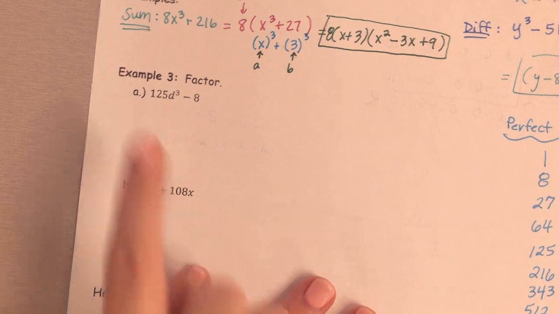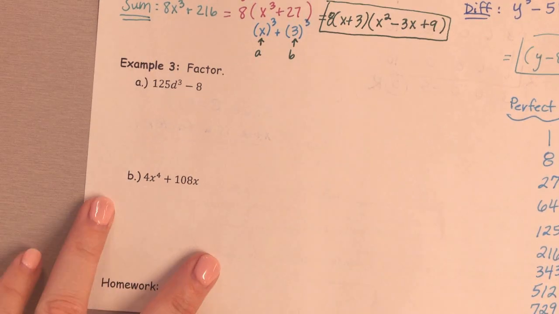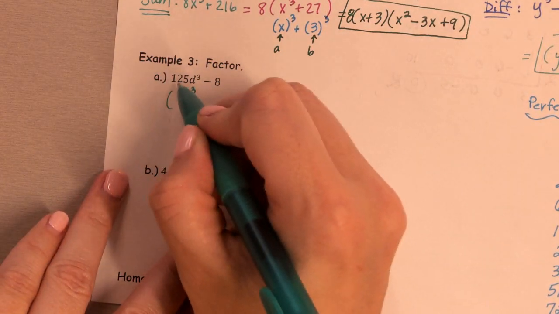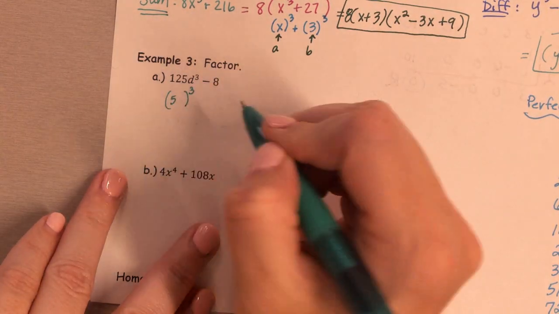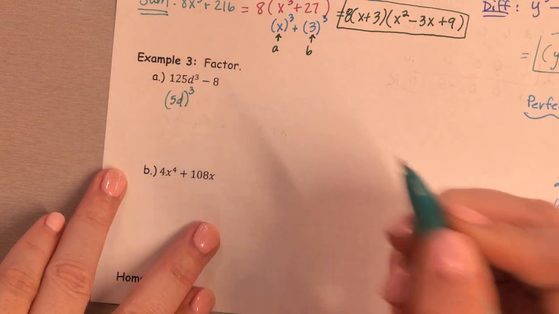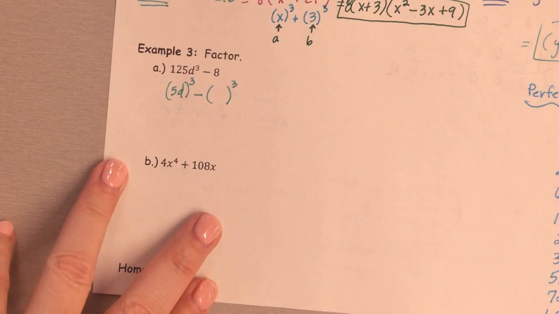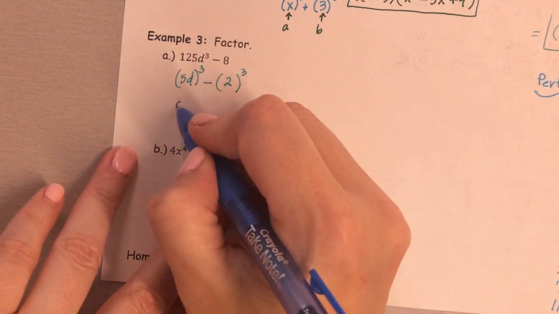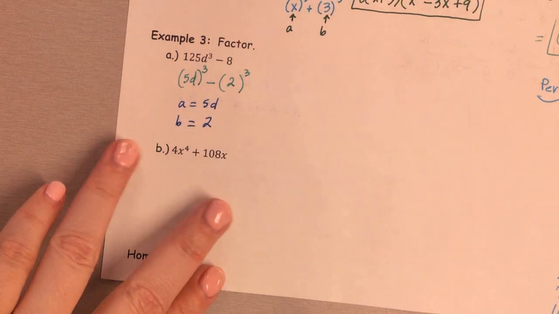Do you guys know right away if 8 goes into 125? No. Okay, so 2 and 4 go into 8. They don't go into 125. So what we're going to do is say, what to the third power gives me 125d cubed? 5 what? 5d. Yes, 5d. And then minus, okay, so what cubed is going to be 8? 2. So now when you're doing your special pattern, your A value is 5D, your B value is 2.